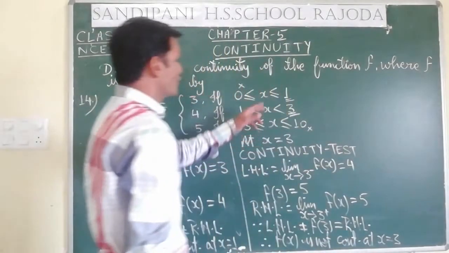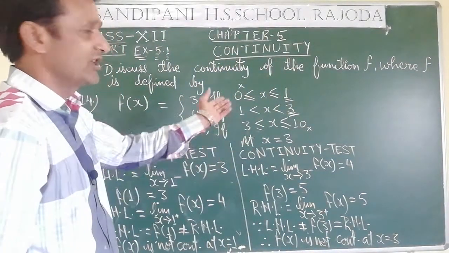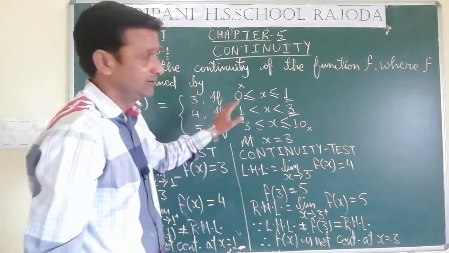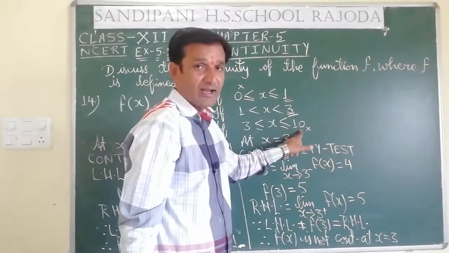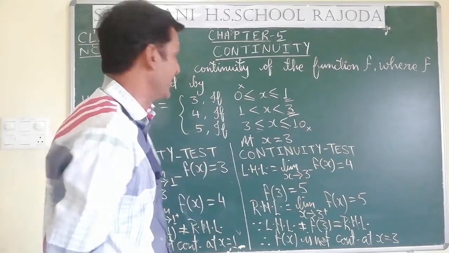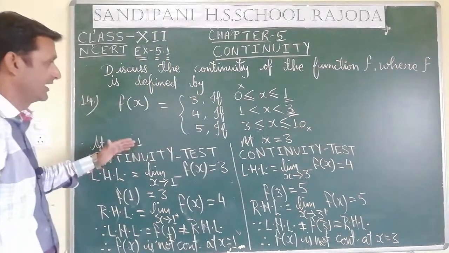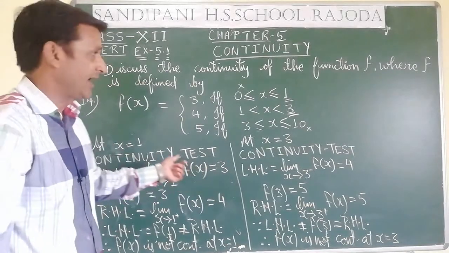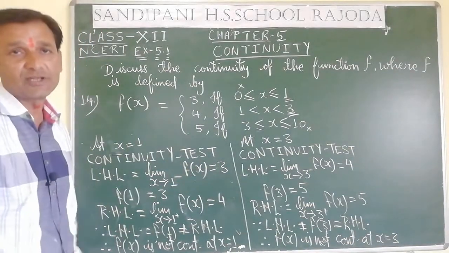Only these 2 points are there where we have to discuss the continuity. 0 we can't take for solving, 10 also we can't take, that I have told you already. So, in this manner you can finish this type of continuity test at x is equal to 1 and at x is equal to 3.